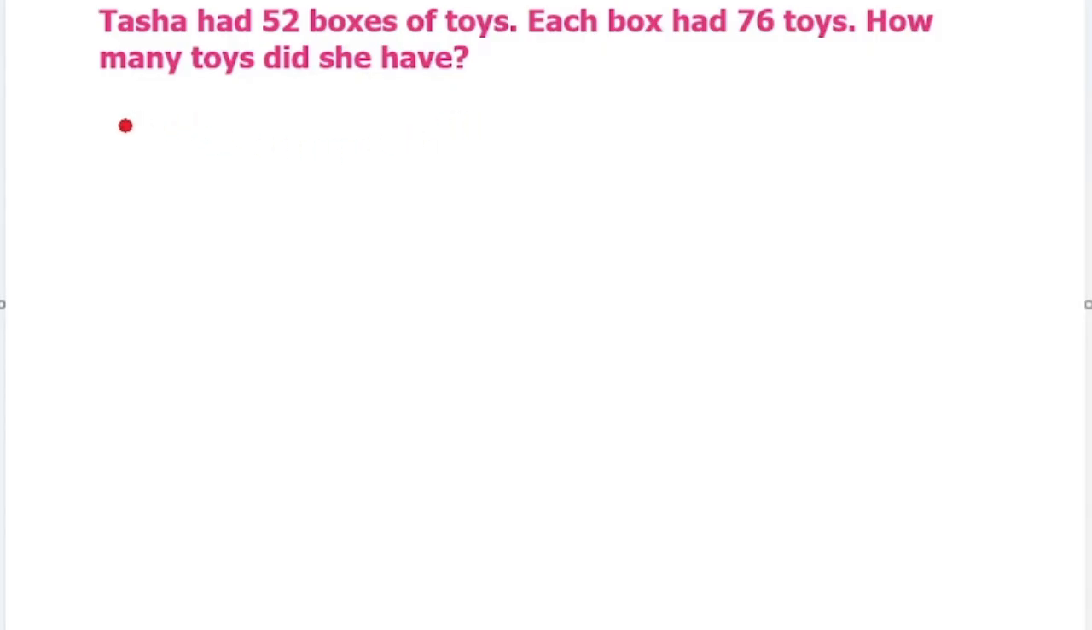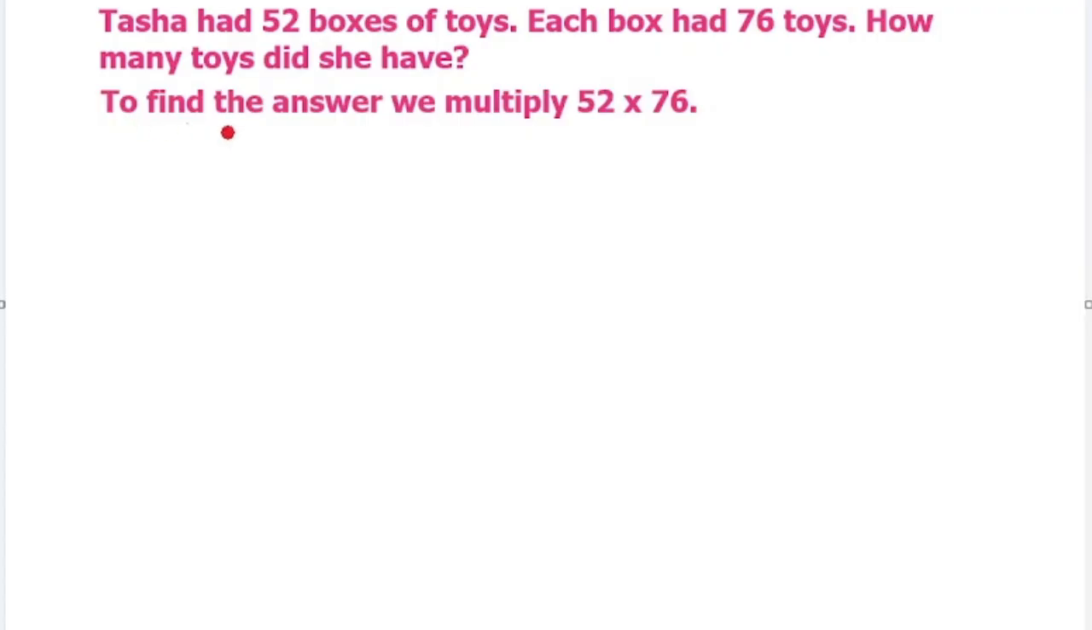So you have to imagine a box with 76 toys in them. But there's 52 of them. So you would have to figure out how to get the total number of toys. And to do that, because there's 52 boxes, each one has 76 toys in them, you would multiply these two numbers together. Okay? So to find the answer, we multiply 52 times 76. So we rewrite the sentence or the equation like this so that we could calculate it.